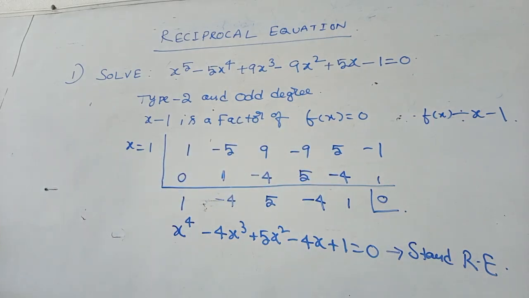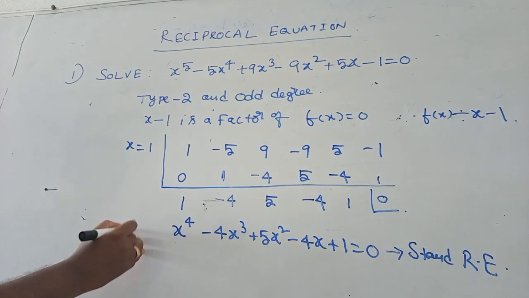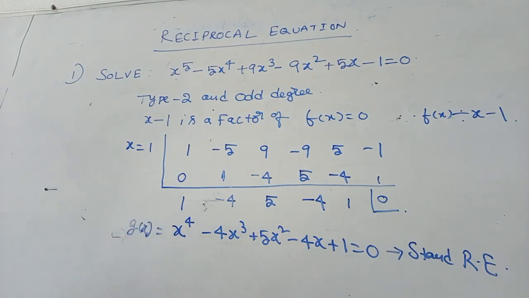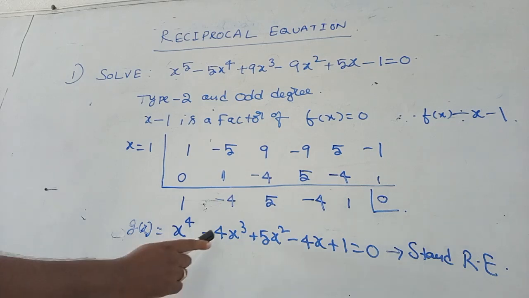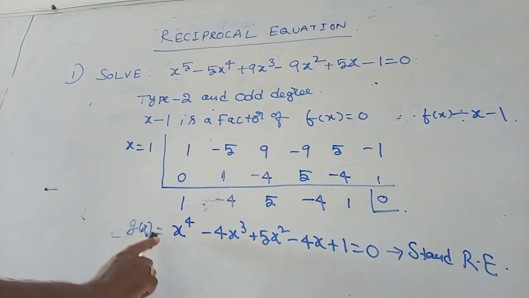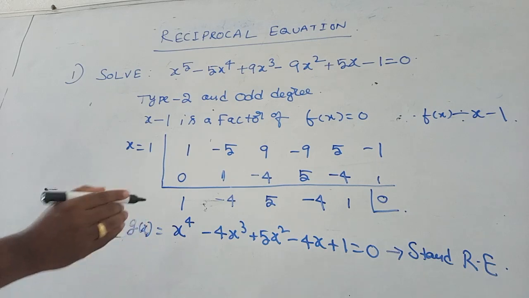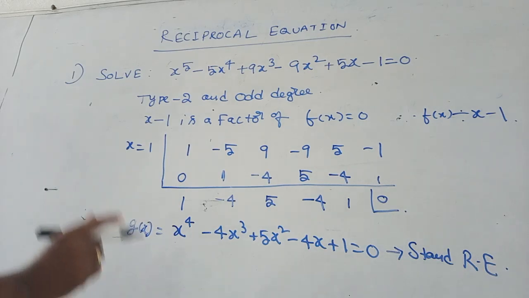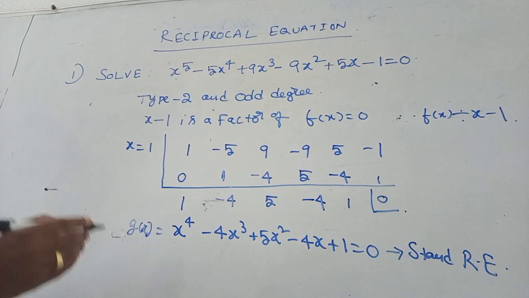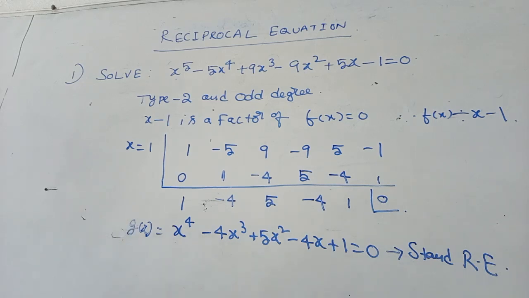That means it is having x minus 1 as a factor, and the reduced equation is now this one. Let us call it g of x is equal to like this. Once we have got this, you please observe, my dear students. Here the first coefficient and the last coefficient are the same. Second one and the last but one are the same. That means this is a reciprocal equation of type 1 and even degree. Then we call this a standard reciprocal equation, my dear students. Now let us solve this standard reciprocal equation, and we get the roots of it.